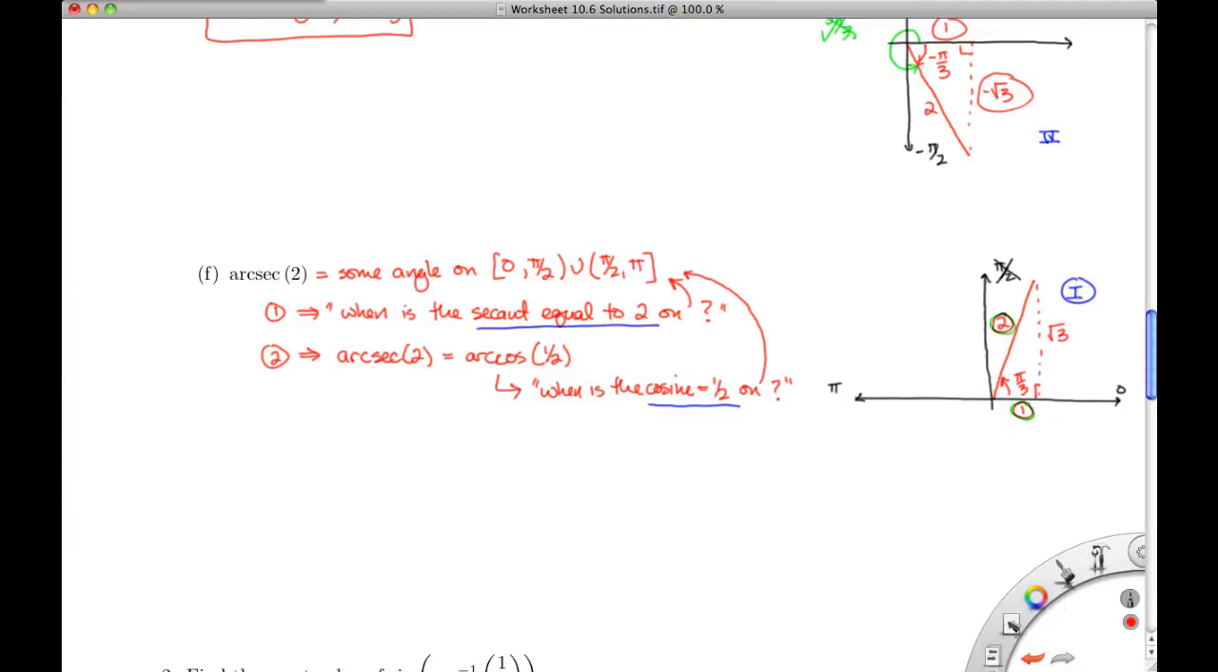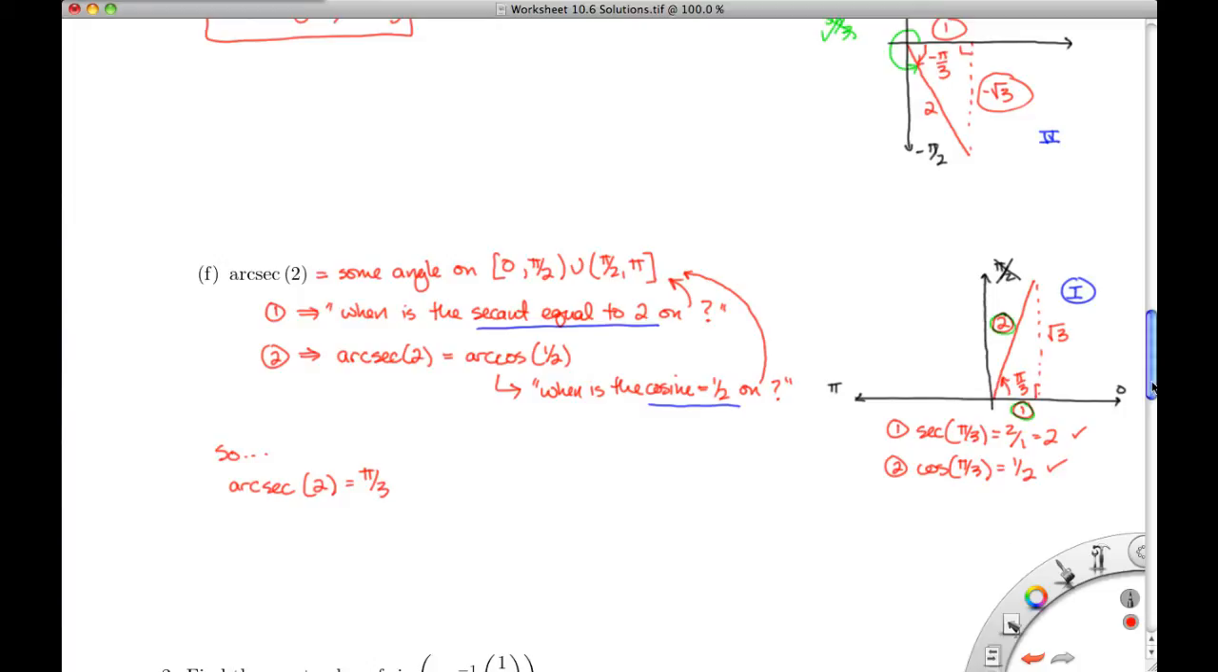So we see in both cases that in one, the secant of pi over 3 is equal to 2 divided by 1, or 2, check. And if we had gone the route of option 2, we would see that the cosine of pi over 3 is equal to 1 over 2, which is what we wanted, 1/2. So regardless, we conclude that the arcsecant of 2 is going to be equal to pi over 3. So pi over 3 has been a busy angle for this worksheet.